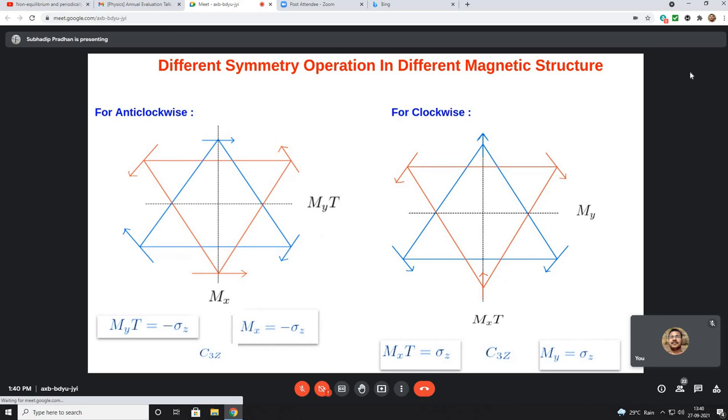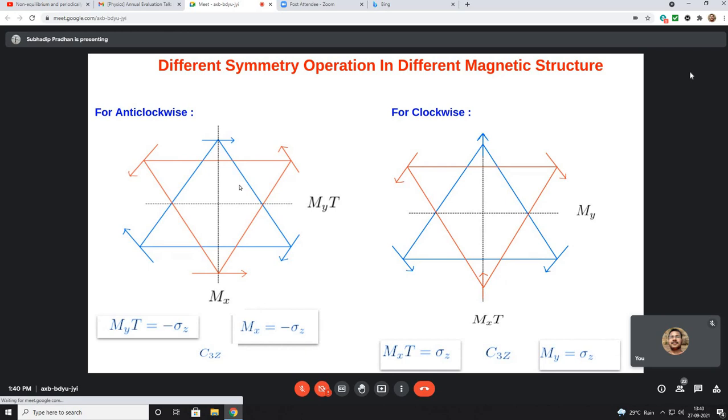I'm not rotating the spins. I'm asking about rotating the full lattice, the left figure. The C3Z symmetry is the full rotation of your lattice. If you rotate just these two layers by 90 degrees, there will be the same structure, but there will be no C3Z symmetry. Other symmetry will be there for that structure.